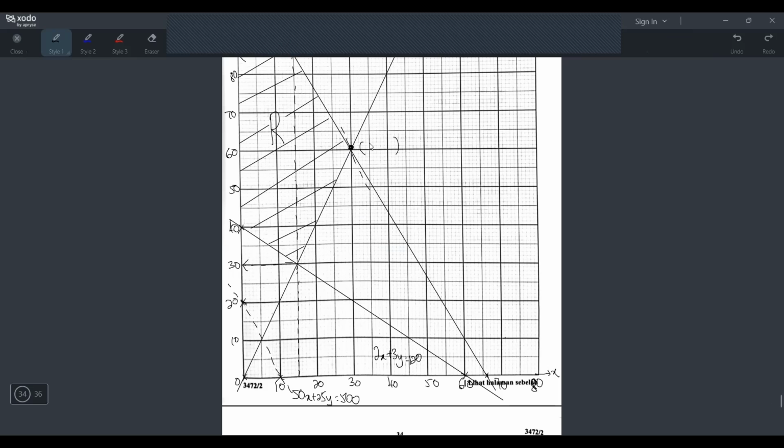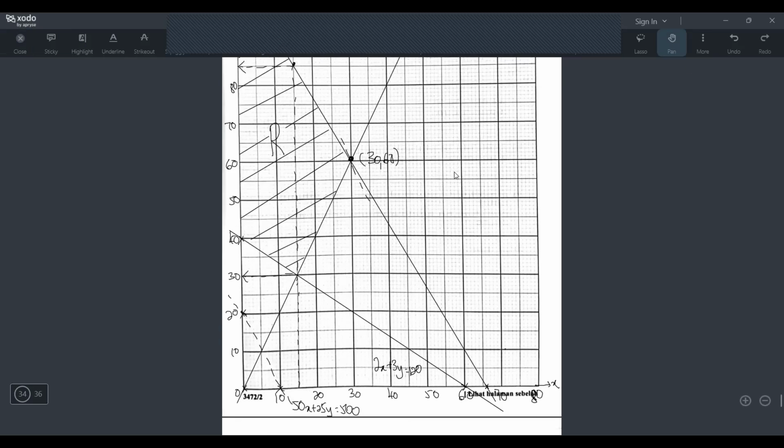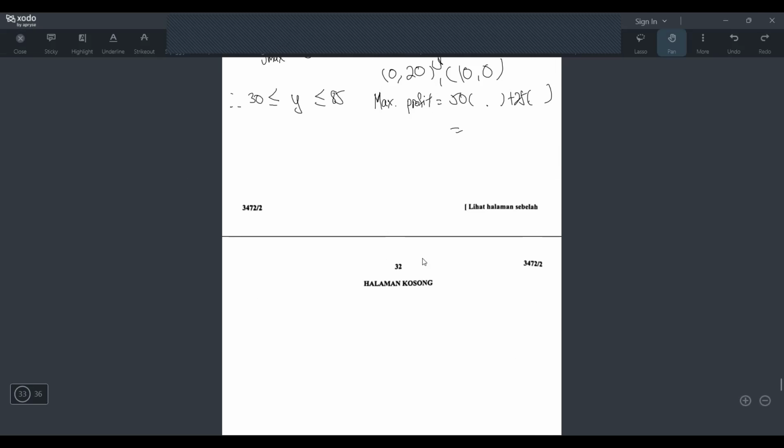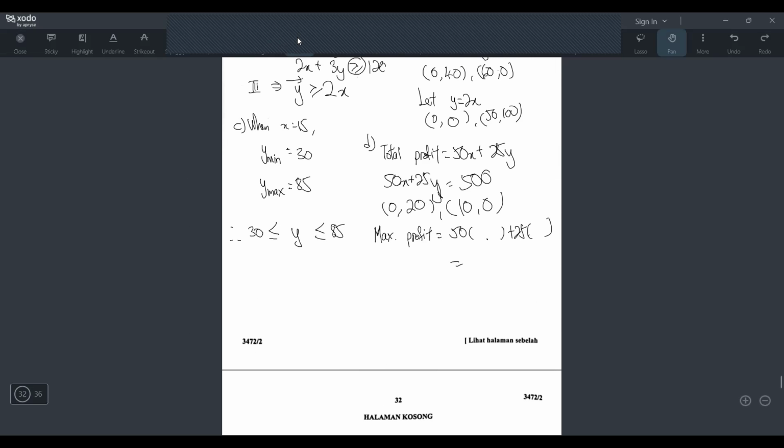Okay, so the coordinate is 30, 60. Let the pemeriksa know which point you are using. So 30, 60 is the point that you will use to find the maximum profit. So now you will go to your working, and then replace x with 30 and y with 60, and now you just press the calculator, then you're done already. 50 times 30 plus 25 times 60. Okay, my calculator gives me 3,000. So that's the answer lah. But write RM because this is profit. So that's all. That's the answer.